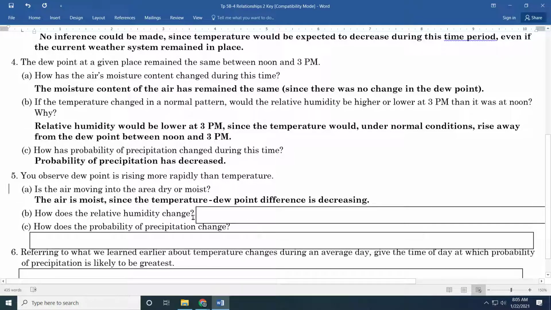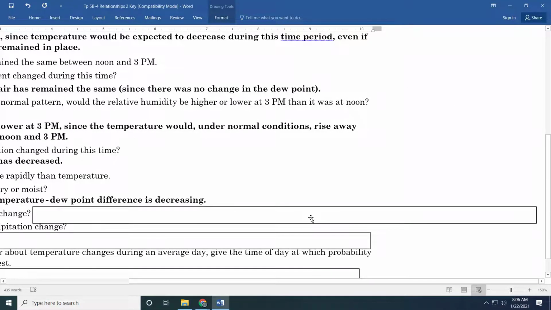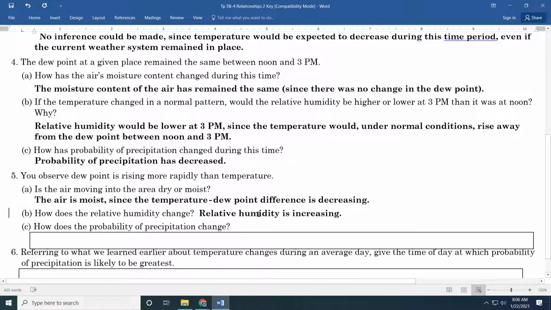How does the relative humidity change? Well, we just said up here, the dew point is rising more rapidly than the temperature. So that means the dew point is getting closer and closer to the temperature. Temperature is always equal to or higher than the dew point. So if the dew point is catching up to the temperature, that difference is getting smaller, like we just said. That means your air is more close to being saturated, so relative humidity is increasing.